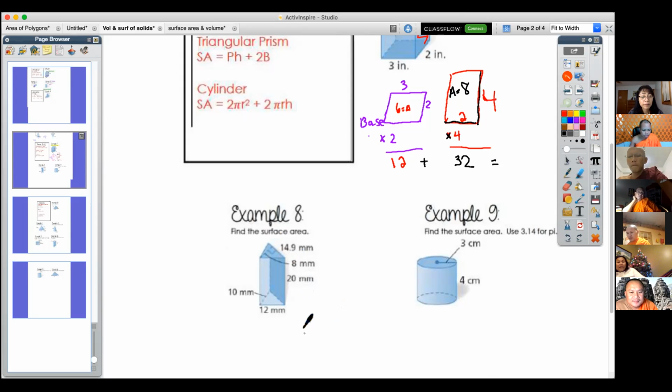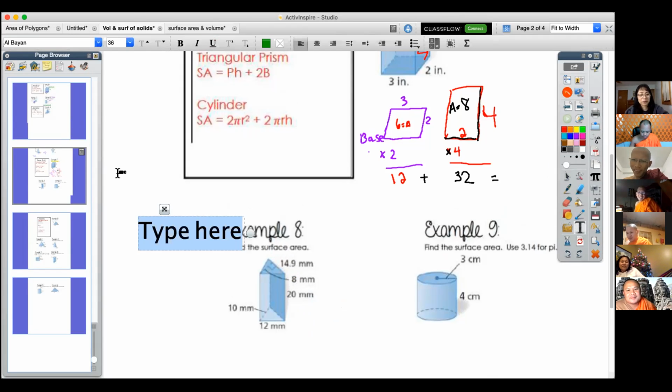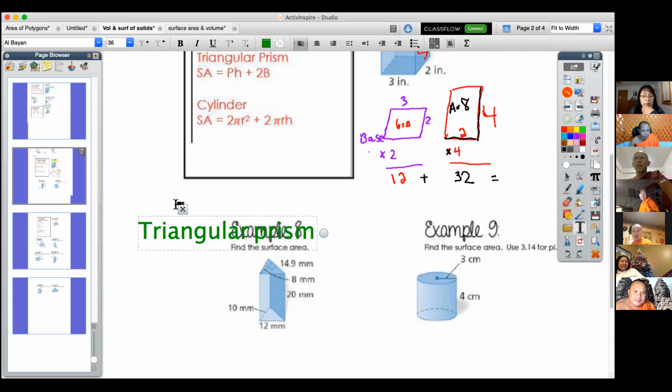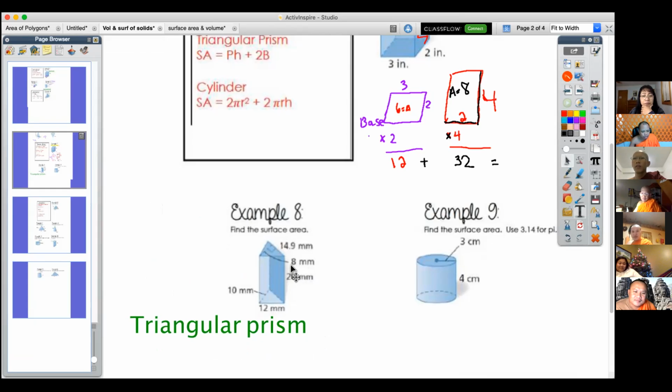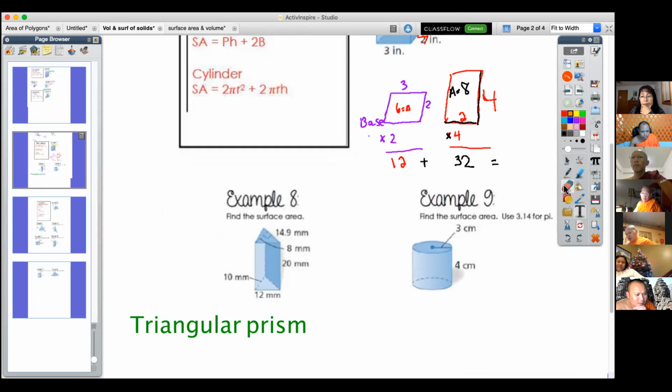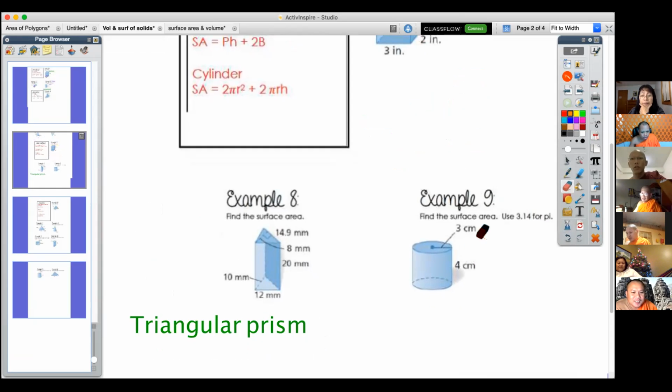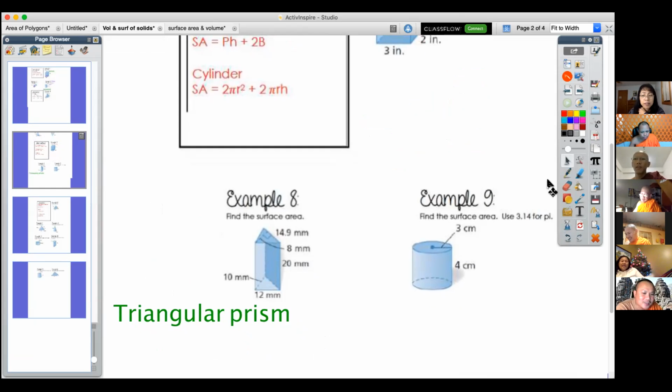Look at the base. It's not a rectangle. Triangle. It's a triangular prism. Triangular prism. The word tri means 3.